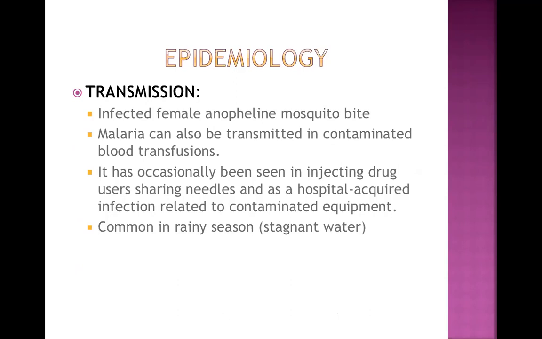Okay, now how is malaria transmitted? Every student knows that it is transmitted by a vector, which is the infected female Anopheles mosquito. That female Anopheles mosquito has to carry the pathogen inside it, and if that infected mosquito bites a normal human being, then disease can occur. Apart from that, malaria can also be transmitted in contaminated blood transfusions, meaning if we do not screen the blood for malarial parasite, then who knows, if that blood has malarial parasite, the person can be infected.